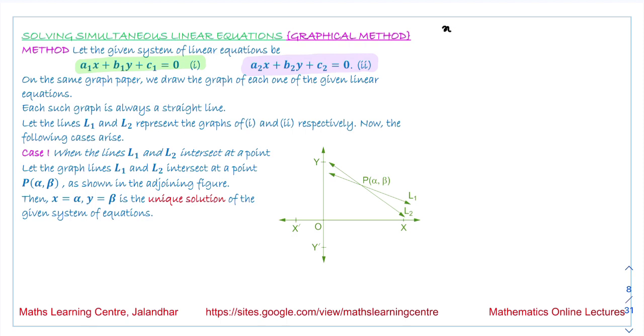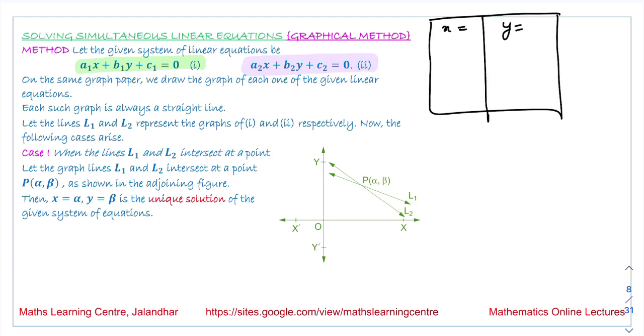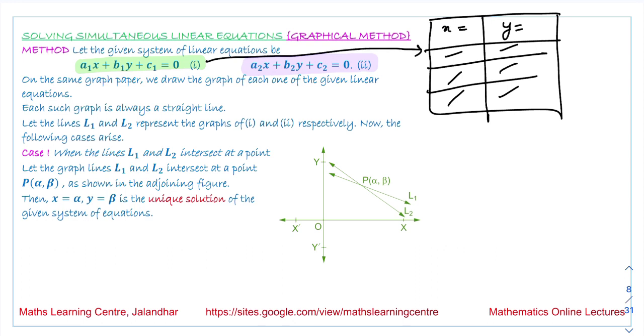We substitute different values of x and obtain different values of y. We construct a table like this, that corresponding to different values of x, we will find different values of y. We will plot the graph of the first equation. Similarly, we will plot the graph of the second equation. Both these will be straight lines. We know these are linear equations in two variables, and their graphs will be straight lines.